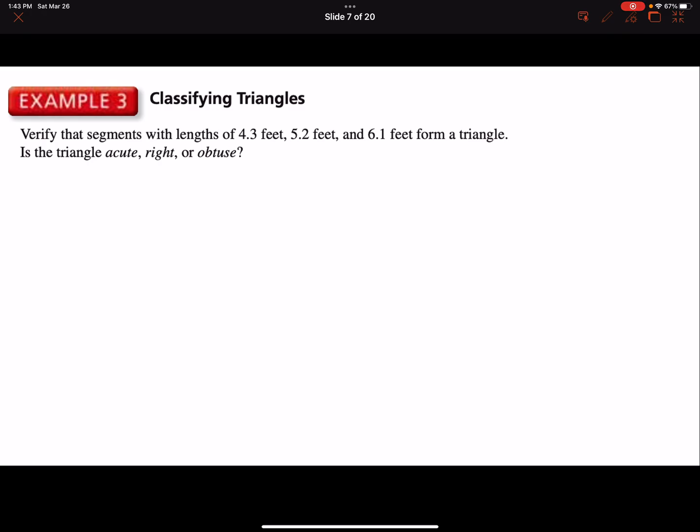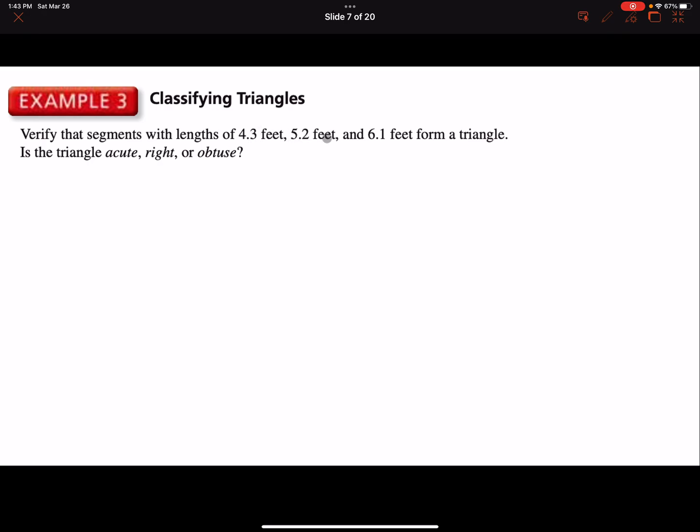First off, verify that segments with lengths of 4.3 feet, 5.2 feet, and 6.1 feet form a triangle. Then, if it is a triangle, is the triangle acute, right, or obtuse? Well, the first thing you need to do is use the triangle inequality theorem, which we learned, I believe, in Unit 6.